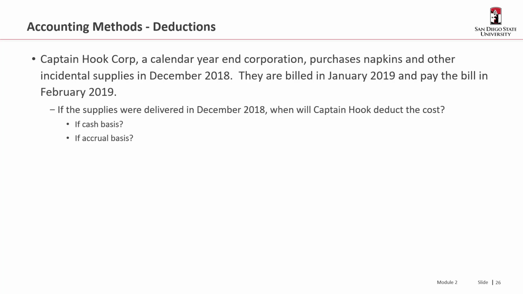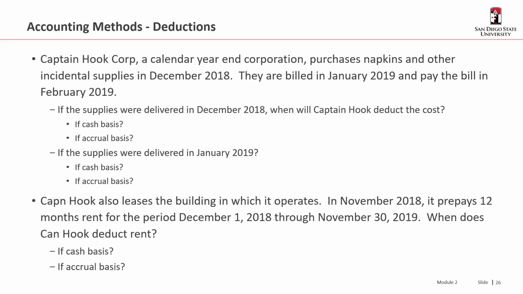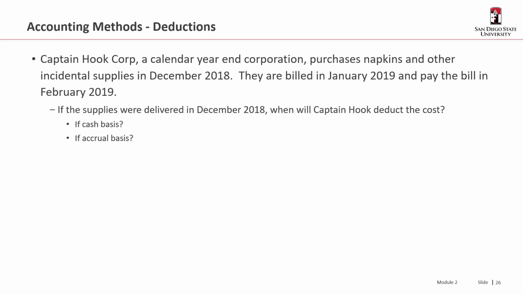So if the supplies were delivered in 2018 and they're a cash basis taxpayer, when do they deduct the cost? And when would they do so if they're accrual? And if the supplies were delivered in January 19 and they're a cash basis taxpayer, what about accrual basis? Oh, I see. I'm supposed to answer these as I work through.